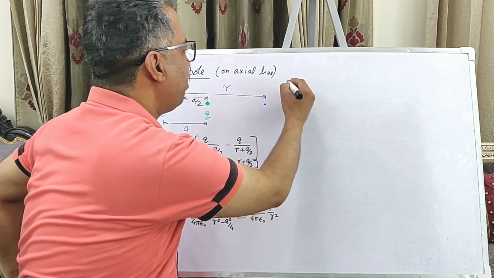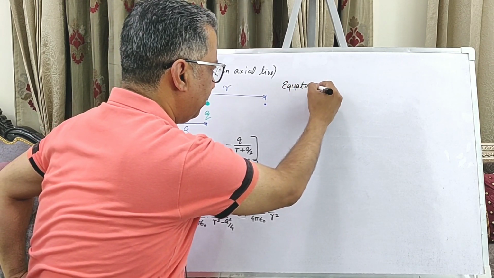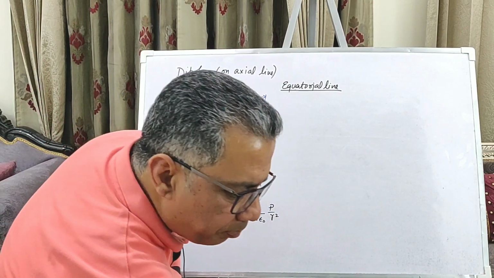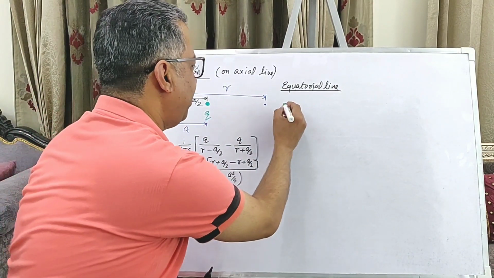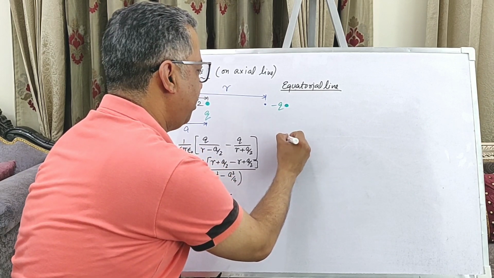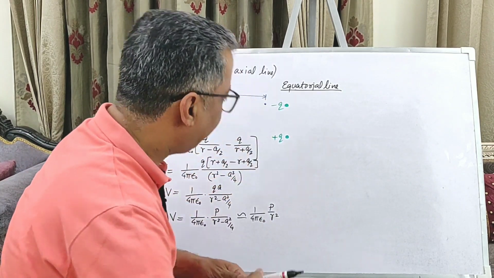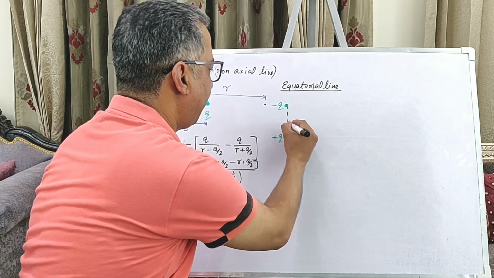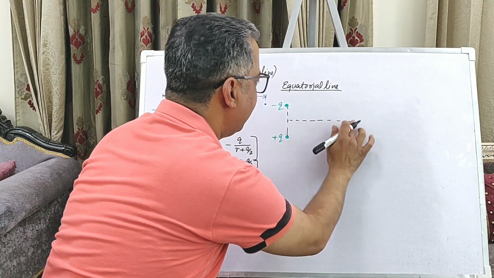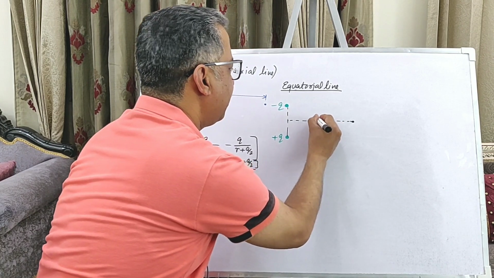We now calculate on the equatorial line. Now on the equatorial line, potential calculation is actually that much easier. Minus q, we have plus q, and this is the equatorial line. Let's say we are looking at a point here at a distance r.